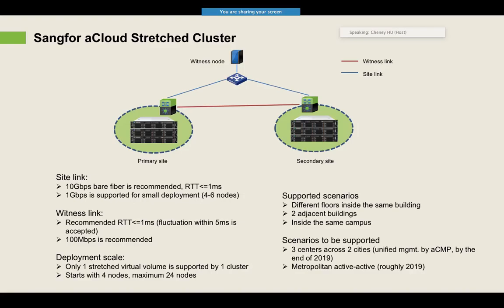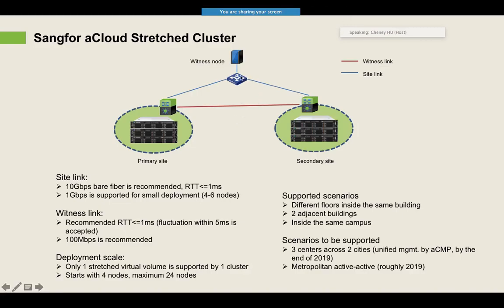This is the very first generation active solution we've come out with on aCloud. In the future, we will optimize the bandwidth requirement. But for now, the bandwidth requirement is kind of stringent. 10 gigabit per second dark fiber for large-scale deployment. If the deployment is relatively small, such as 4 to 6 nodes, that means 2 to 3 nodes at each side, then we can also support 1 gigabit per second bandwidth.